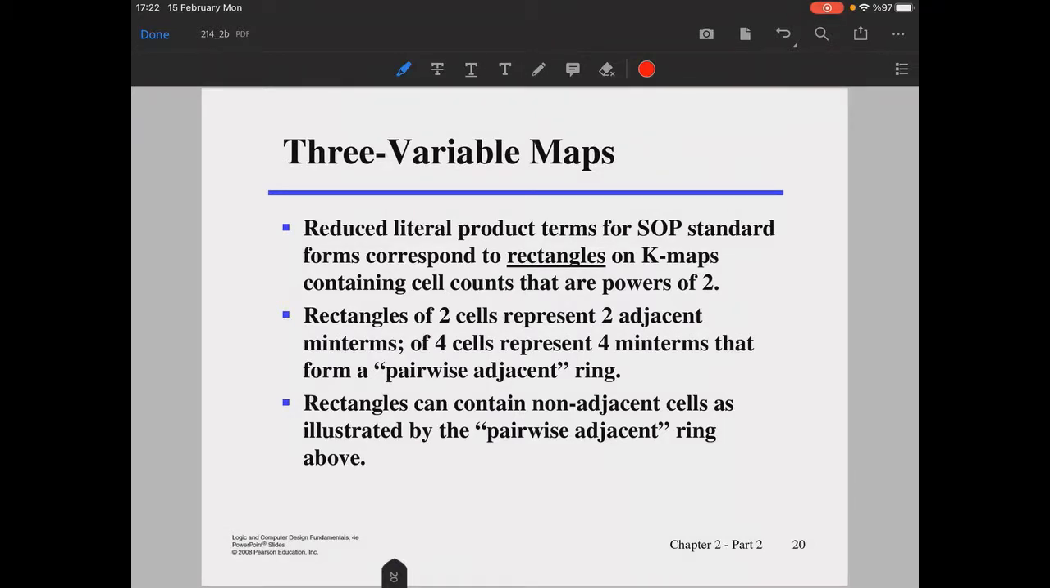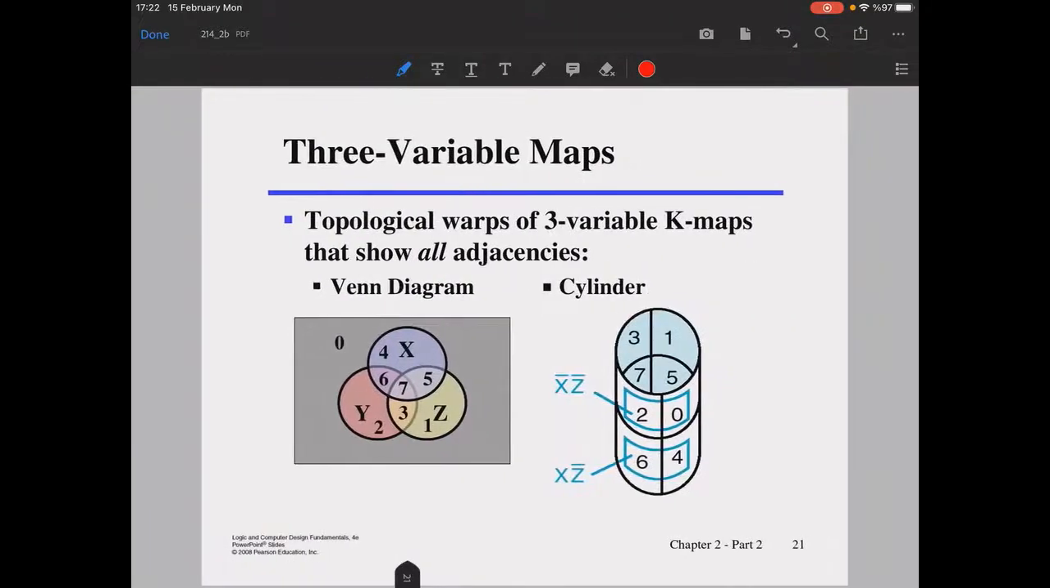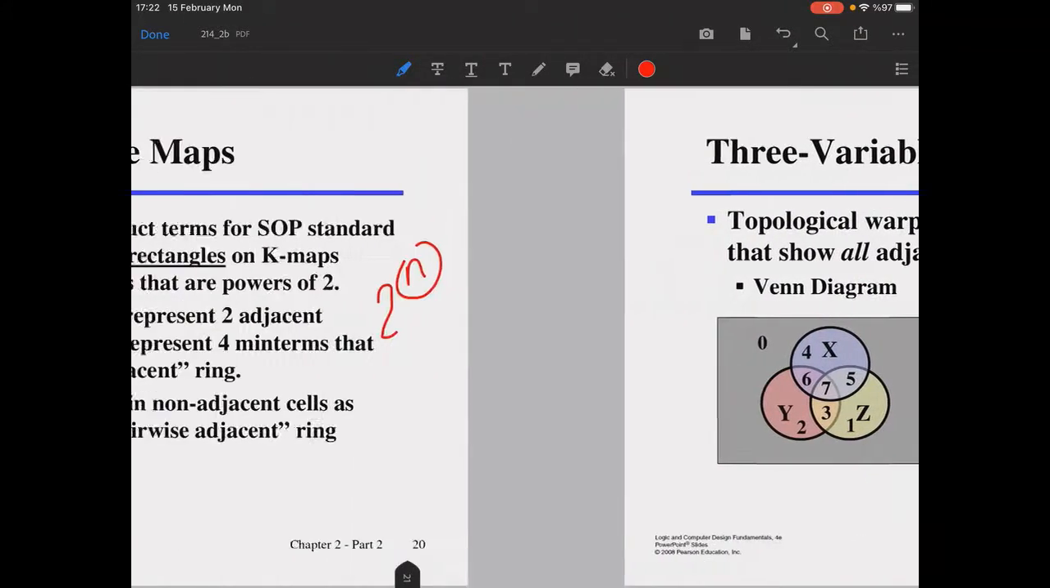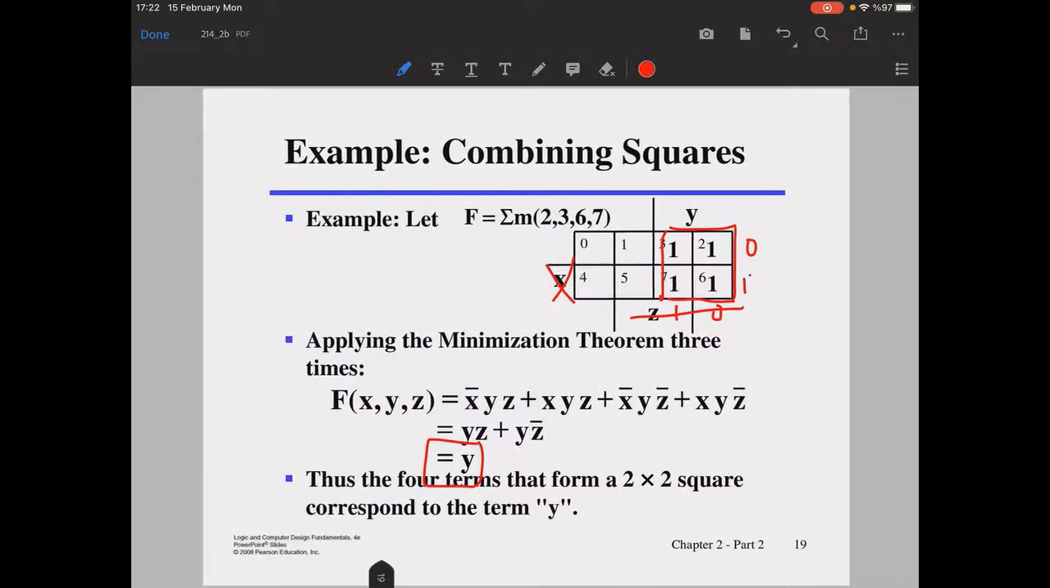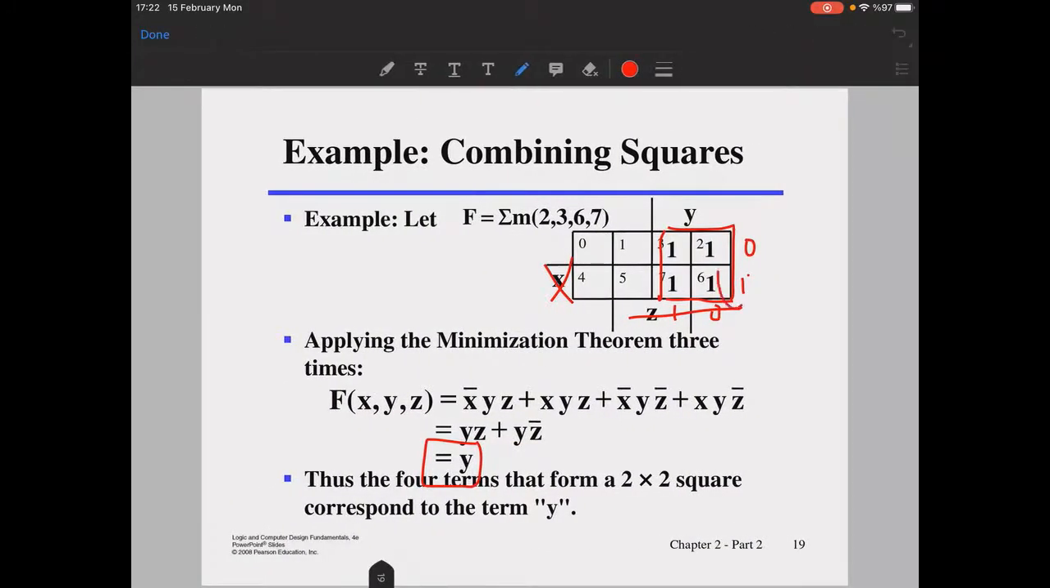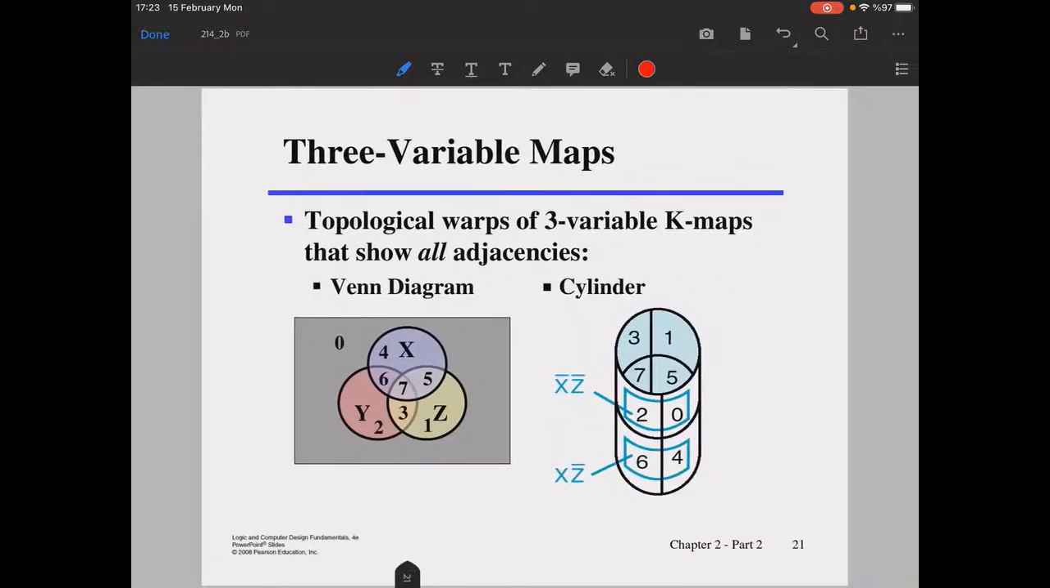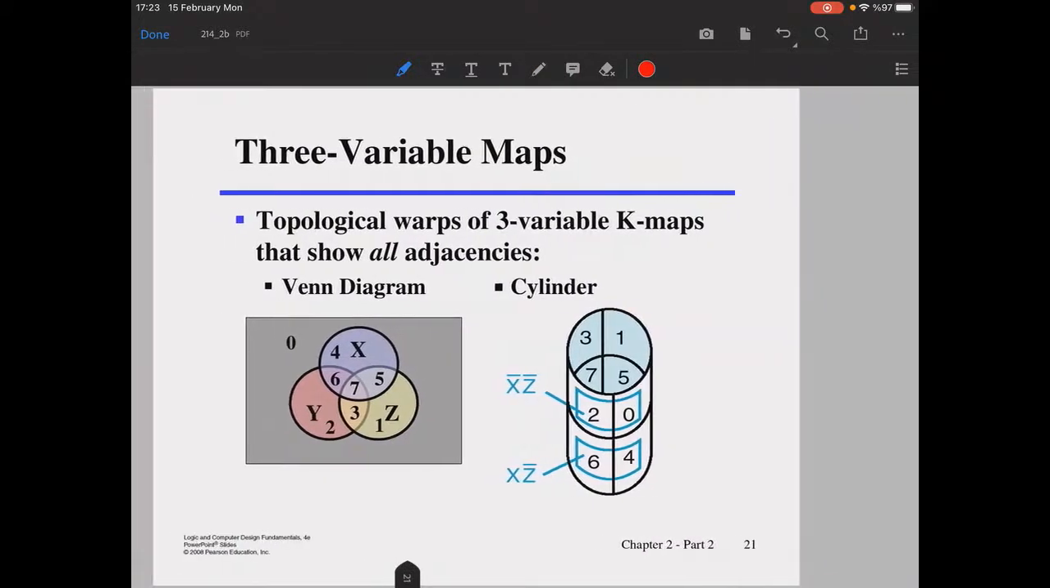So we discussed this. How we cover the squares should be in powers of 2, depending on the variables. That's it. But we should be aware that these parts are also neighbors. So we can consider this as a cylinder. You see, this one is very nice.